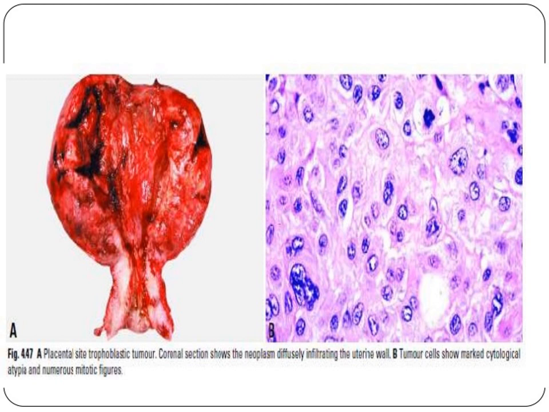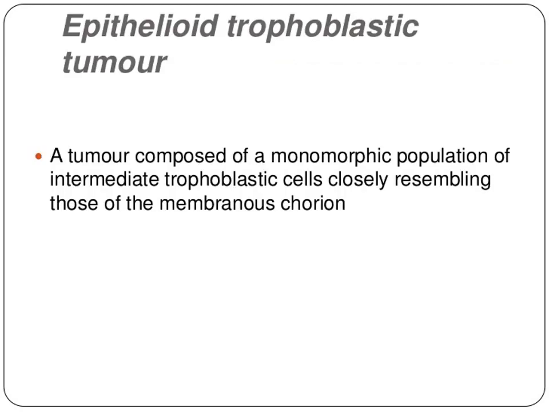And this is the histologic picture. As you can see, these are polygonal pleomorphic cells with some multinucleation and prominent nucleoli, and these are surrounded by a clear or eosinophilic cytoplasm, and mitosis can be seen. These are basically intermediate trophoblasts. So there is a monophasic or single population of trophoblastic tissue that proliferates and invades the endometrium.